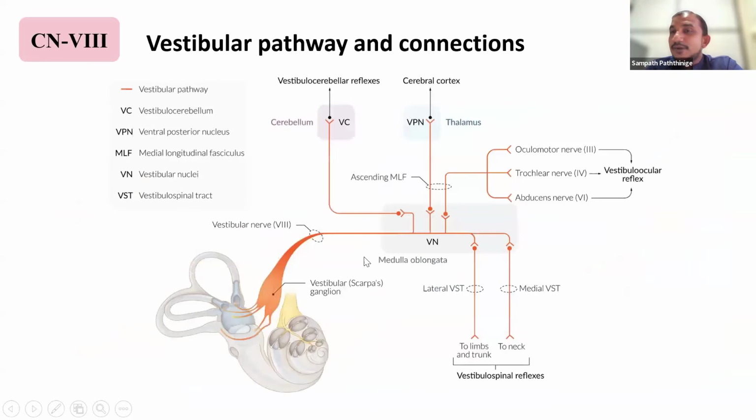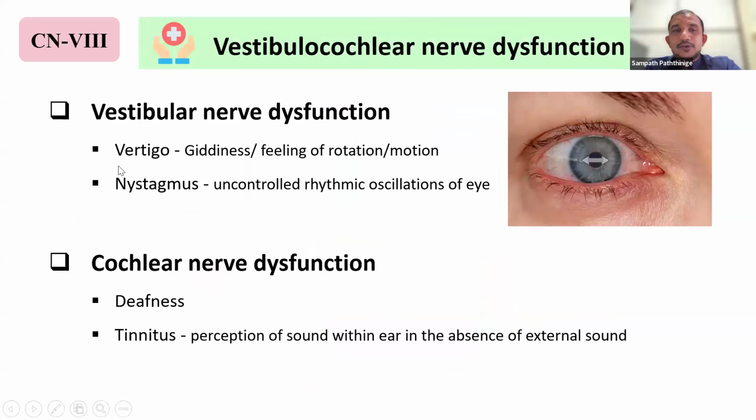Vestibular pathway. The vestibular nuclei have so many connections. I told you, through the medial longitudinal fasciculus, it is connected to all the cranial nerves controlling the eye movements, right? I was told there is another session, so I'll finish very quickly. It also has connections with the spinal cord to maintain balance and posture, and with the cerebellum as well. So that is about the vestibulocochlear nerve.